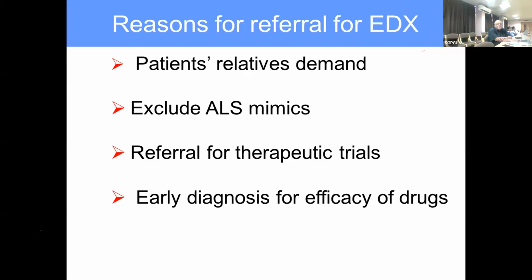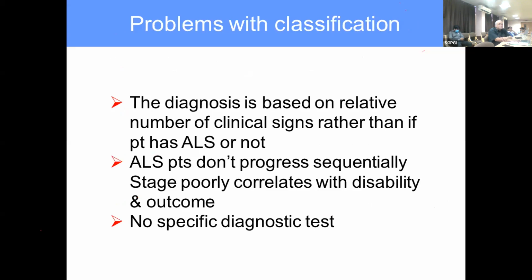Why is a patient with ALS referred? Number one, patient's relative demand, whether it's ALS or not. And then we, as physicians, want to rule out ALS mimics. There will be something curable, and therefore you want to be sure that you're not missing a curable diagnosis. Of course, for the therapeutic trial and early diagnosis, we must diagnose it early if the efficacy of a drug is to be tried. If a patient is severely atrophic with bulbar palsy and respiratory compromise, he's not suitable for a drug trial. So we have to see these cases at an early stage, diagnose them confidently so that new drugs can be tried in these cases.